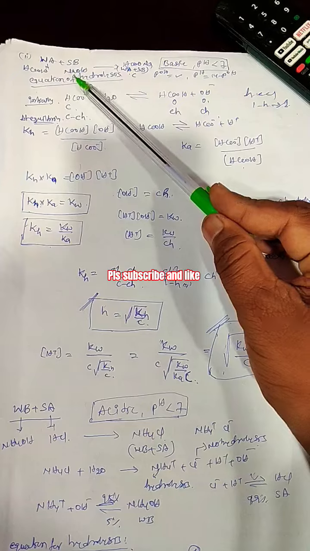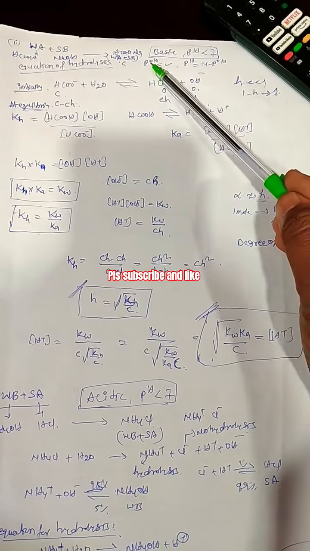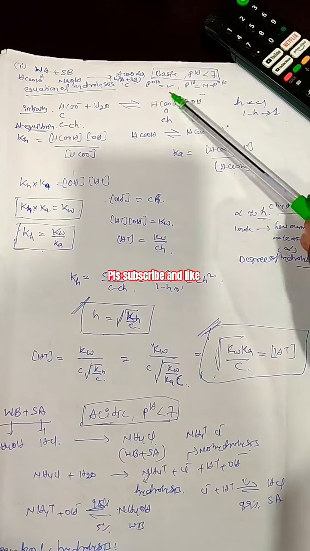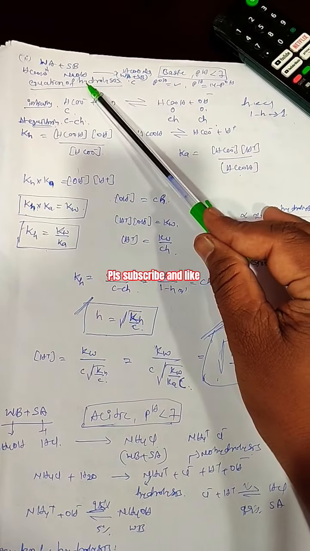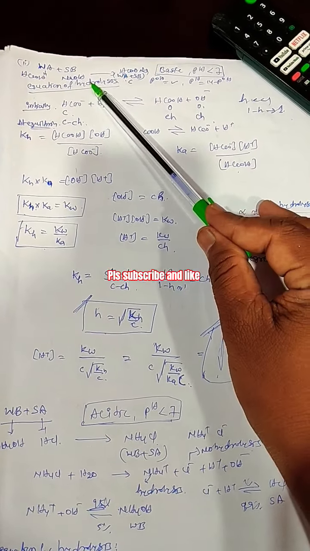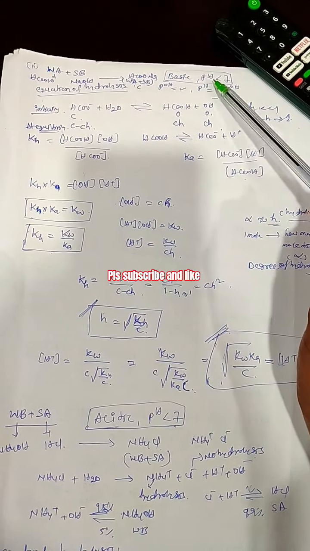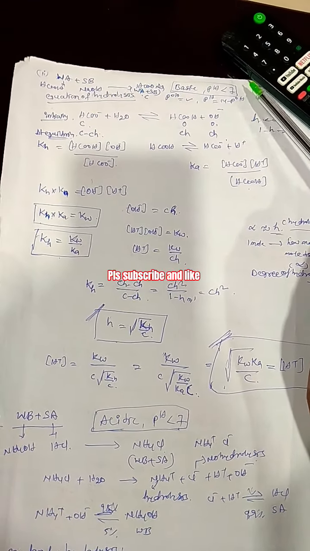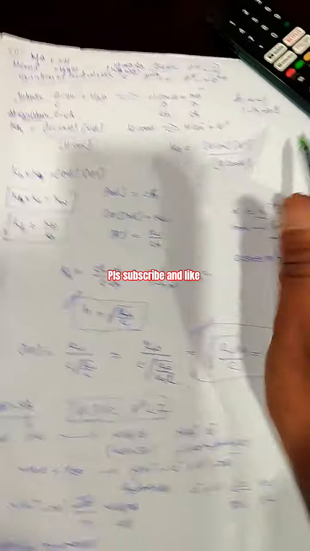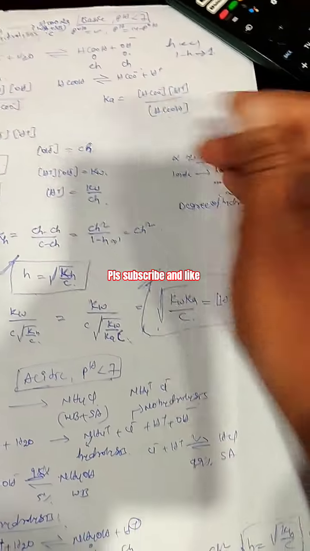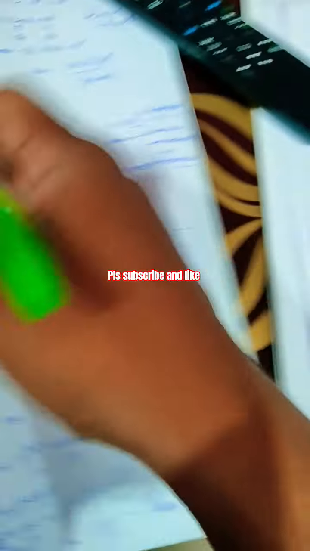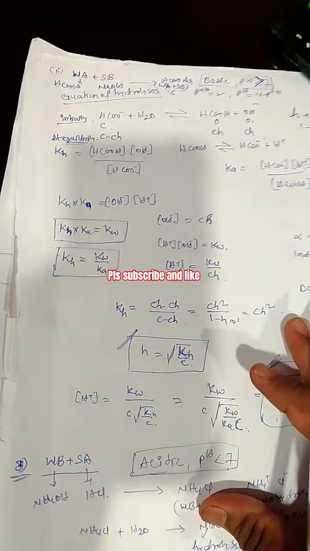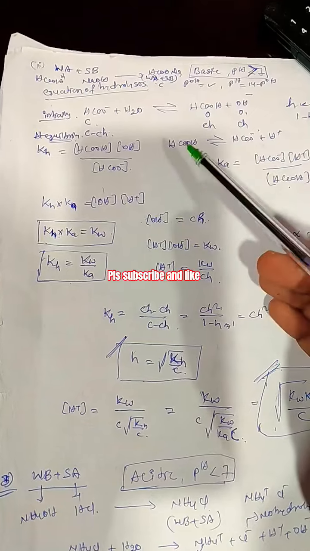Weak acid and strong base means the solution is basic in nature. The pH of the solution, since it is a strong base, is greater than 7. It is basic in nature, which means pH is greater than 7. This you must remember.